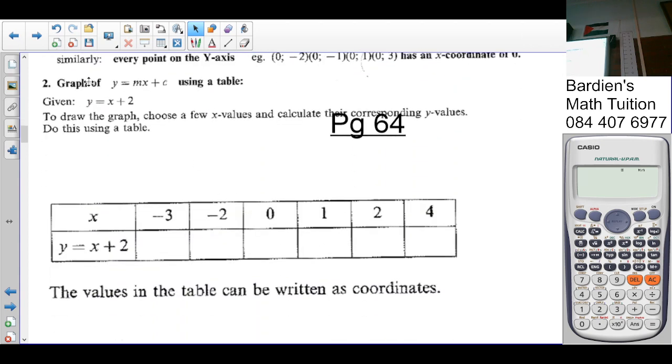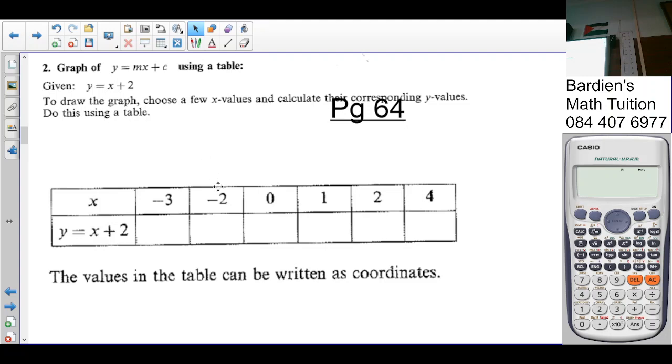we are told the graph of y equals mx plus c using the table. So you're given y is equal to x plus 2. You have seen a formula before, no? We have done this when we did functions and relationships in grade 8.